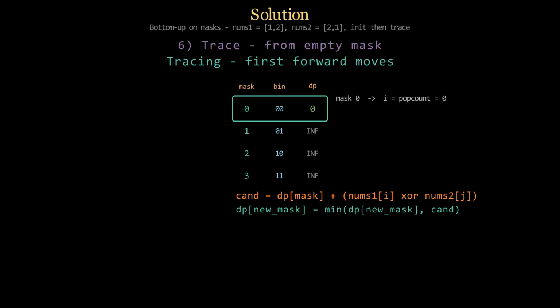Starting at the empty mask, the next nums1 index is 0. First choice, use nums2 at j0. Add 1 XOR 2 to DP, get 3, and relax that into mask 1. Still at mask 0, try j1 instead, 1 XOR 1 is 0, so the cost into mask 2 is 0.